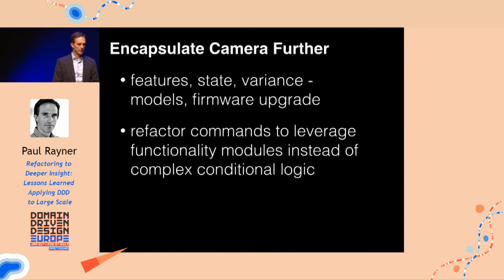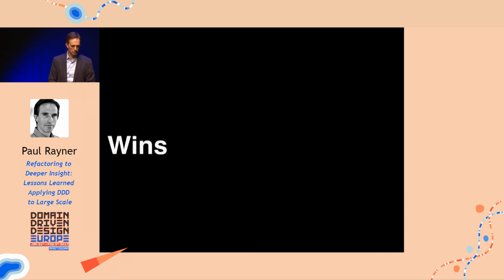And then another thing was, instead of having all this complex conditional logic, like if this camera model, then do this, we looked at maybe refactoring some more commands to do this. Now, this didn't actually move on. We moved on to other priorities, but these are still options available should we come back to the camera work.